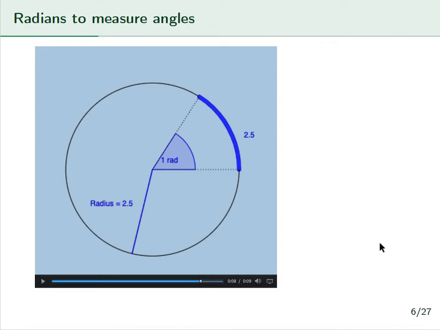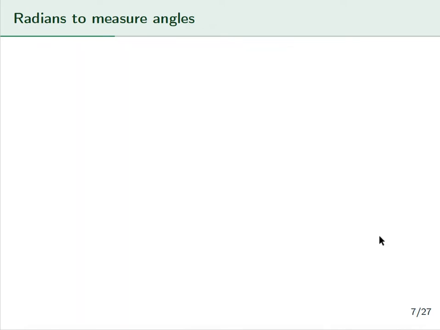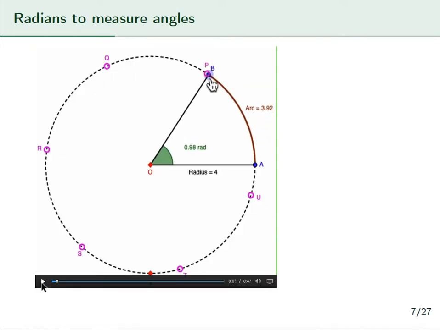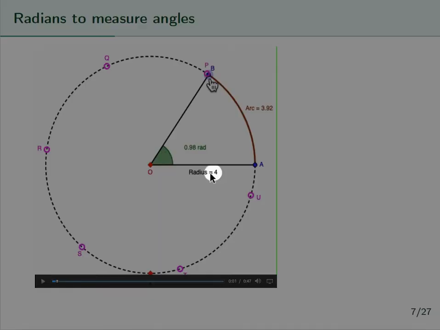So on the next page, another video. Let me pause it real quick. So here we're going to look at several things going on right now. We're going to look at the radius length, which is given as 4.